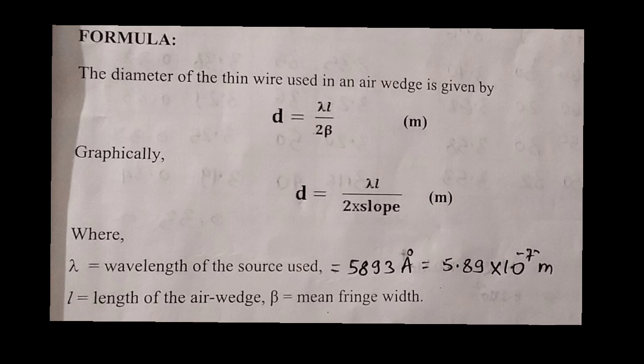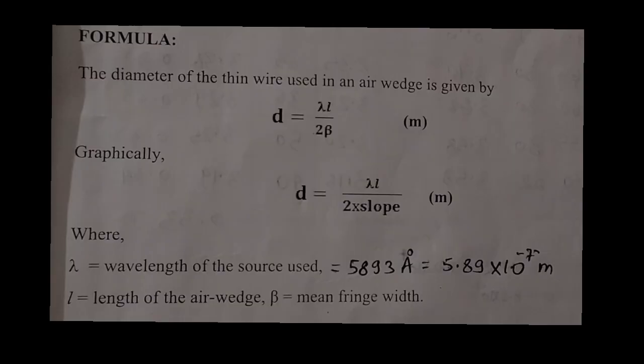So here lambda is the wavelength of the sodium vapor lamp, which is 5892 angstroms. That will be given to you. And L is the length of the air wedge that I just mentioned, and the mean fringe width is given by beta in this formula. So the formula is d equals lambda L by 2 beta, and the setup basically helps us determine the wire's diameter. So that's the aim of this experiment.